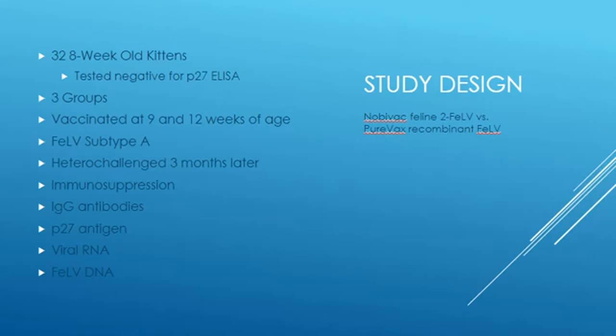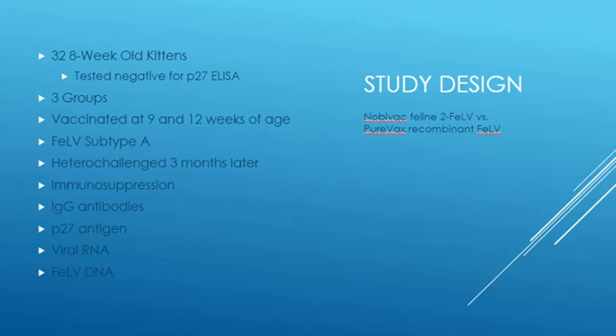The FeLV subtype A was found in both vaccines and in the virus that they were challenged with, but it was considered a heterochallenge after analyzing the alignment and amino acid sequence because they were different enough. They were considered different viruses.